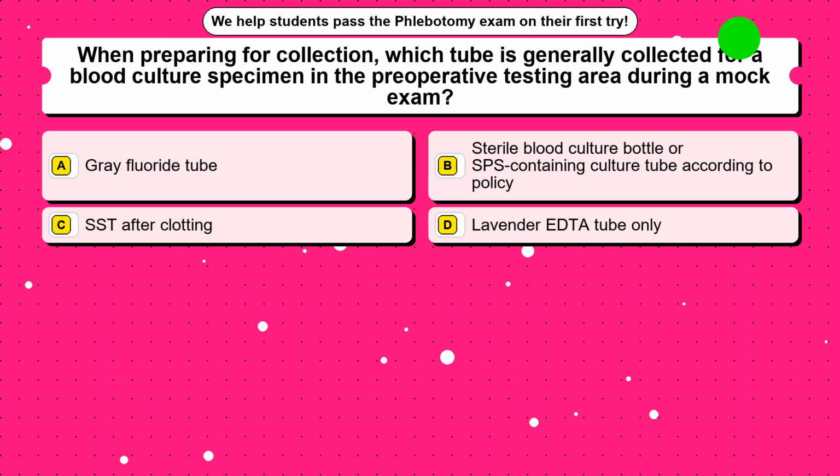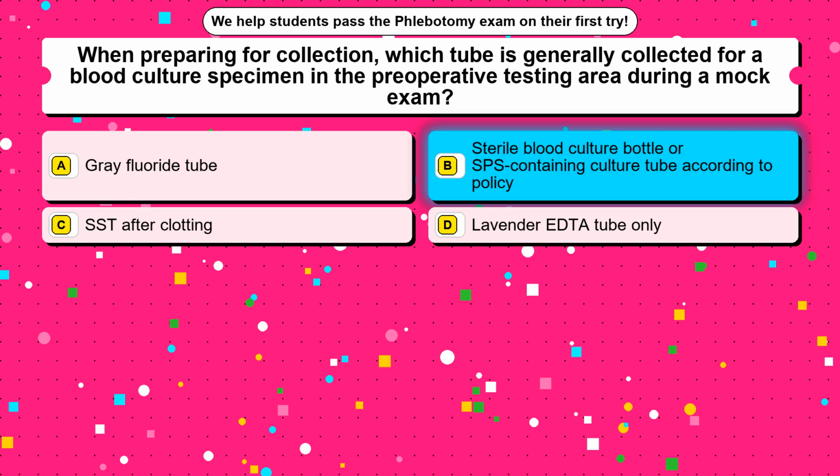Question 58. When preparing for collection, which tube is generally collected for a blood culture specimen in the preoperative testing area during a mock exam? Option A, gray fluoride tube. Option B, sterile blood culture bottle or SPS-containing culture tube according to policy. Option C, SST after clotting. Option D, lavender EDTA tube only. The correct answer is option B.